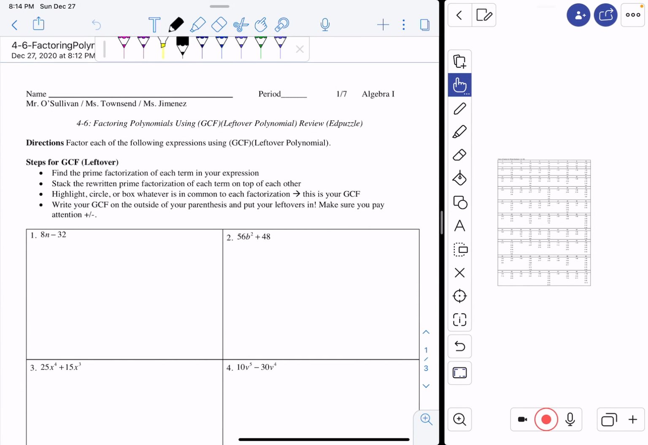Today we're going to be looking at lesson 4-6, which is basically a recap of what we did in yesterday's Zoom. So what we're going to be doing today is this is an Edpuzzle. There is no Delta Math.